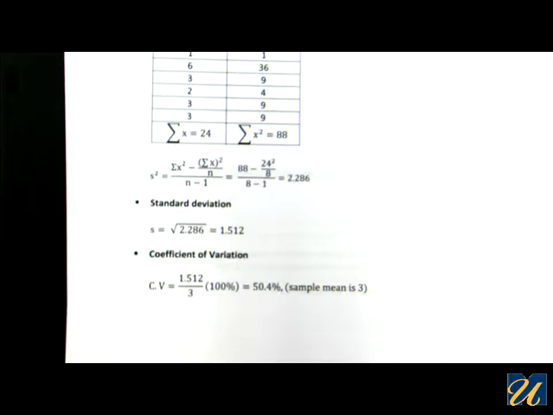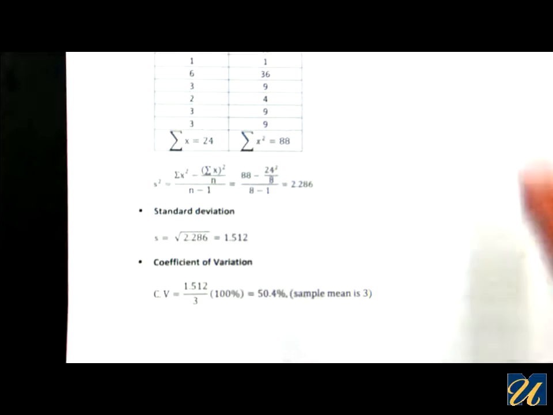which is high. Usually anything below 20% indicates a low variability for your data set. So 50.4% indicates high variability.